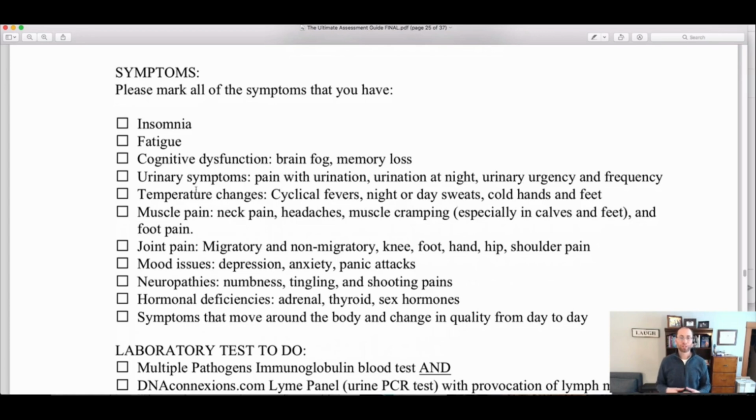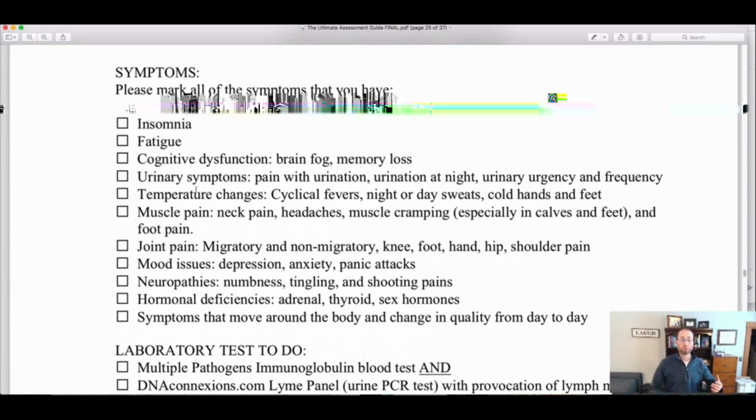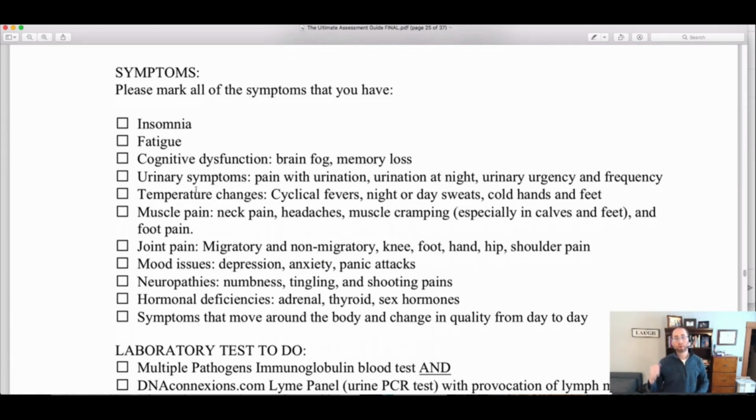Temperature changes, so cyclical fevers, day or night sweats, cold hands and feet, and muscle pain, so neck pain, headaches, muscle cramping, especially in the calves and feet, and foot pain. Joint pain, so joint pain that moves around the body, it's migratory, so one day it might be in the elbow and the next day it might be in the wrist. And non-migratory, so some that just stay in one joint. Knee, foot, hand, hip, shoulder pain.